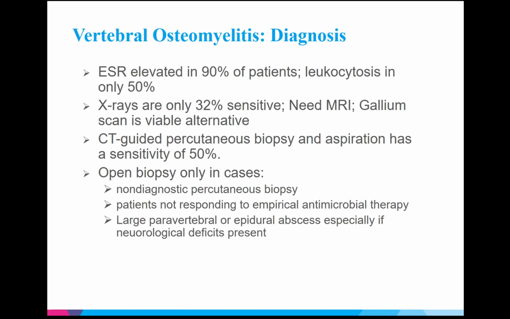So as far as what do you do, right? At least you can do an ESR. It is elevated, but mind you, there could be other things that would cause that. But again, in a healthy patient without any other problems, seeing an elevated ESR would help, because it's elevated in 90% of patients. Again, a high white count is not always observed. As I already alluded to, X-rays are not very helpful, so you really need an MRI, right?